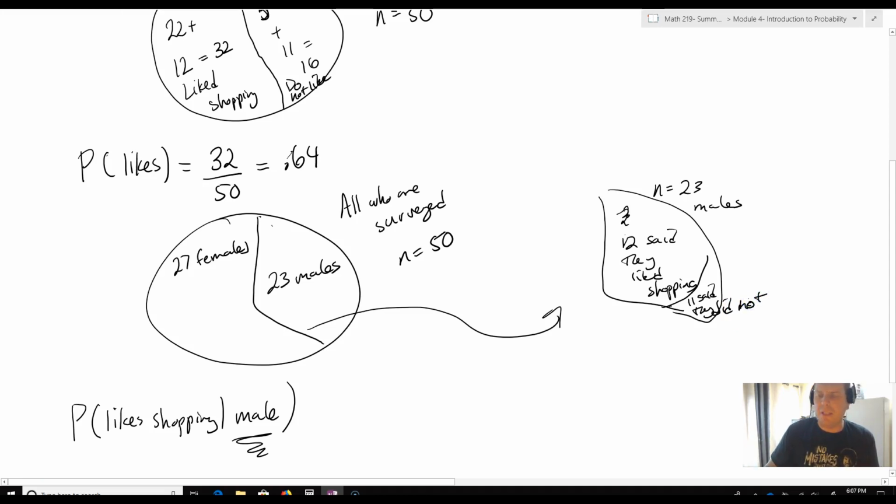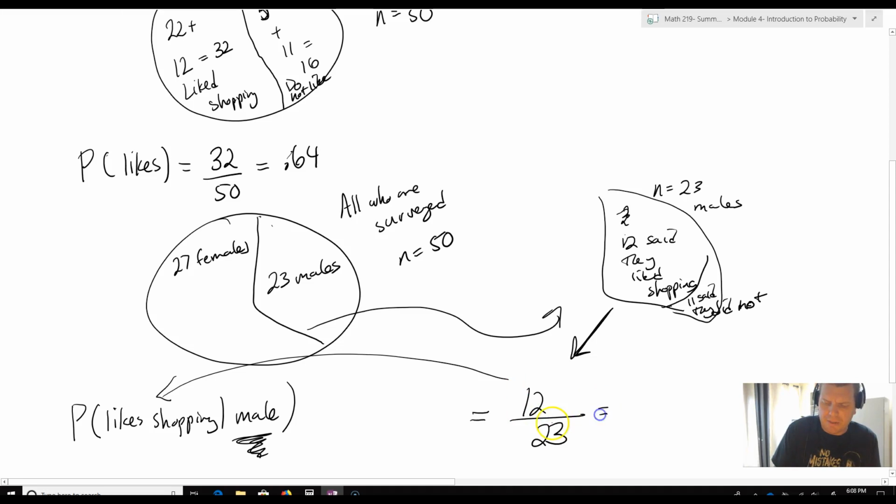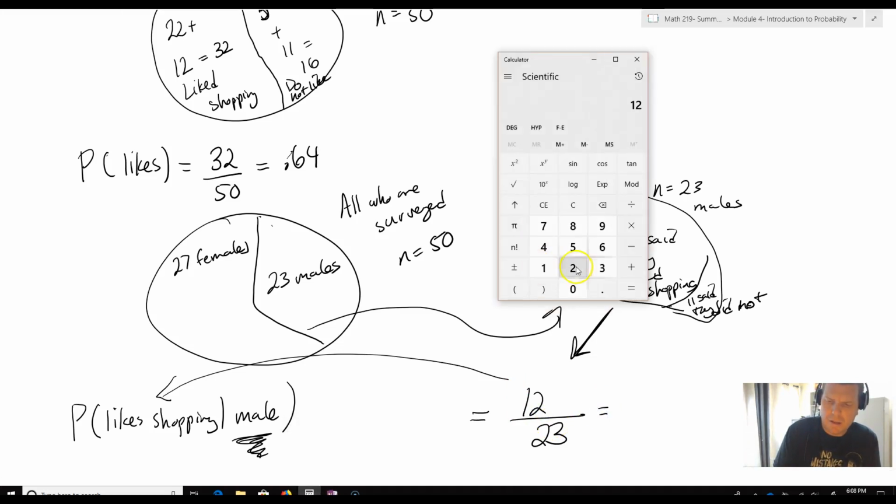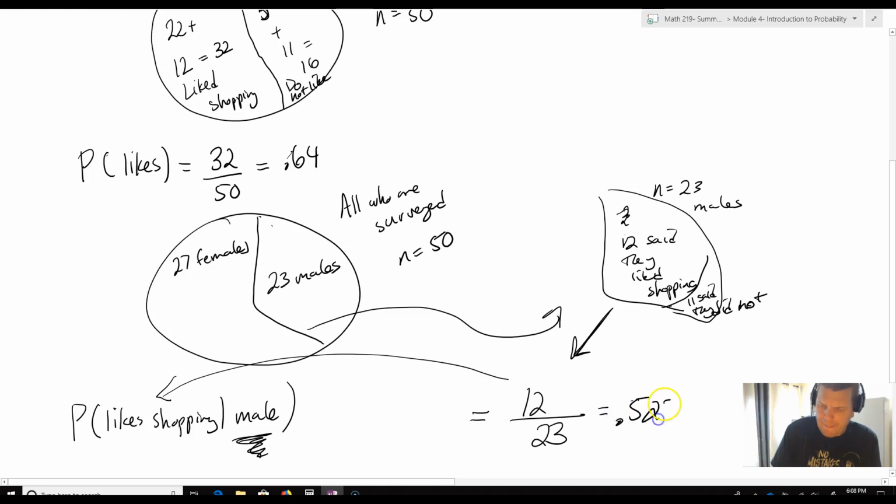For the conditional probability, this condition gives my new total. So my new total is going to be the 23 males, okay? And those that like shopping are only going to be chosen from the males. They're going to come from here. They're going to be chosen from the males, so it's going to end up being 12 out of 23, which is 0.522. And there we go. So that's how conditional probability works.